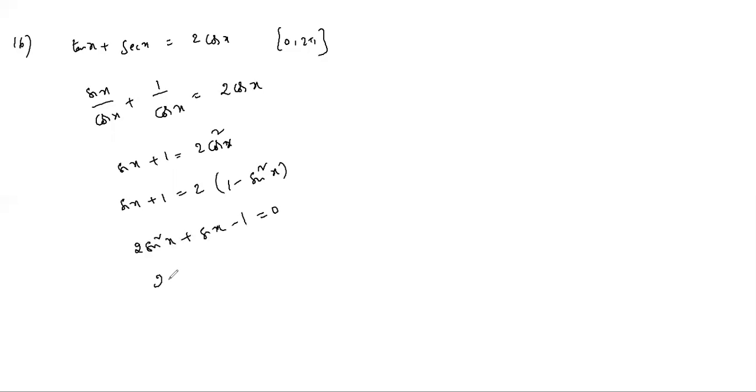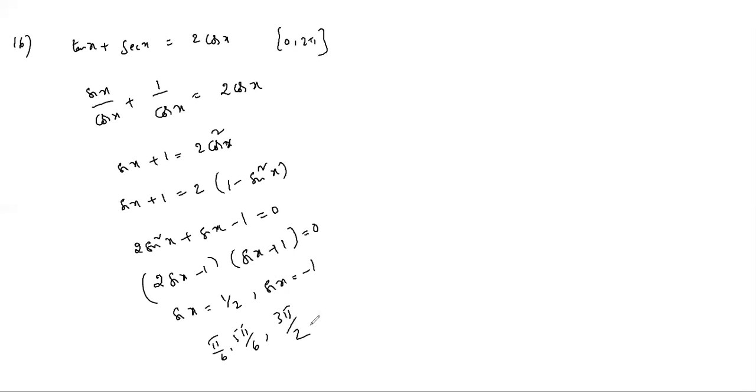So 2 sin square x plus sin x minus 1 equal to 0. So what are the factors? 2 sin x minus 1 into sin x plus 1 equal to 0. Sin x equal to 1 by 2, sin x equals minus 1. We did already this question. Now how many values? pi by 6, 5 pi by 6, and for minus 1, one value, 3 pi by 2. The number of solutions is 3.